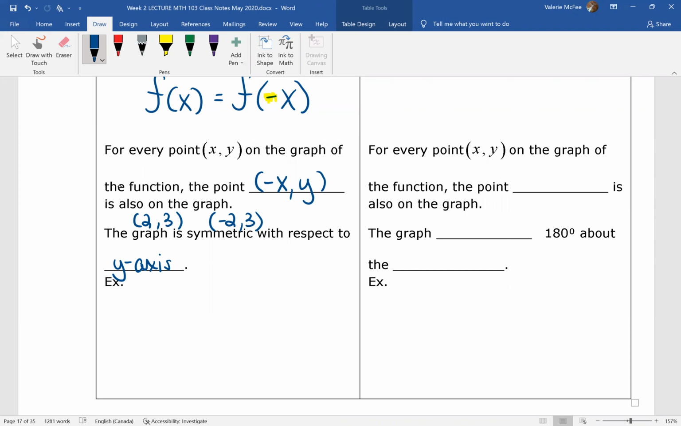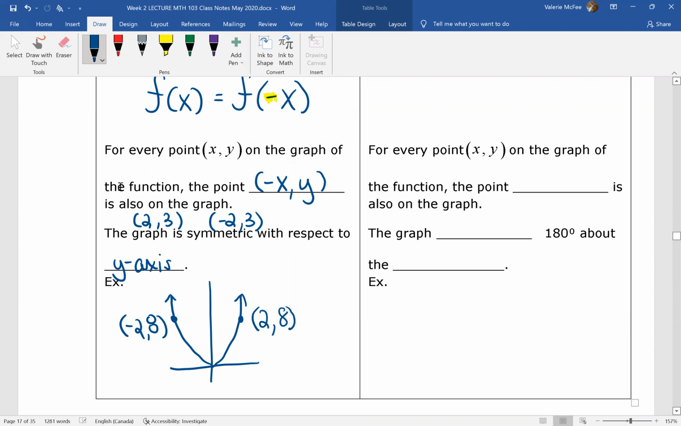A good example of an even function graph is a parabola. It has the point negative 2, 4, and then it has the opposite of x, positive 2, 4. I said 8 by mistake, it should be 4. The x values are opposite, the y values are the same.